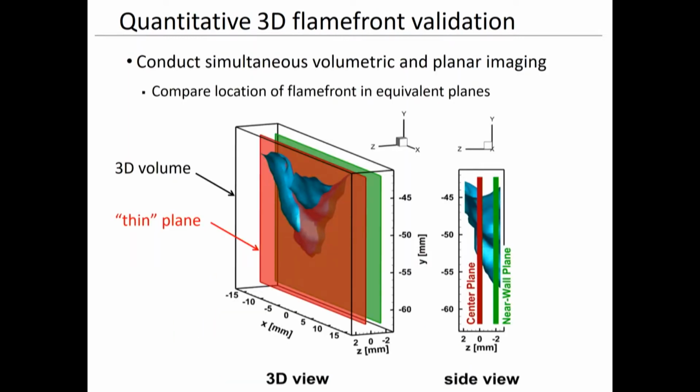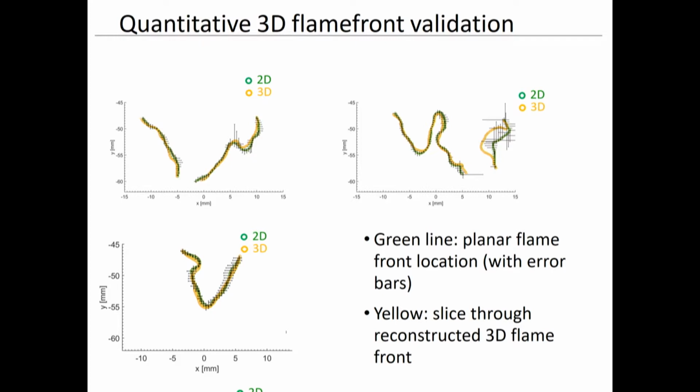Okay, so we did some validation of this, and we wanted to see how a three-dimensionally rendered flame surface compares to the two-dimensional flame surfaces that we could capture with thin laser sheets. So we did simultaneous thick sheet, tomographic PIV, and thin sheet, standard 2D PIV, in order to get a two-dimensional flame front, flame surface, simultaneous with the three-dimensional. And we do that with two different planes. So this is just an example of three different cases.